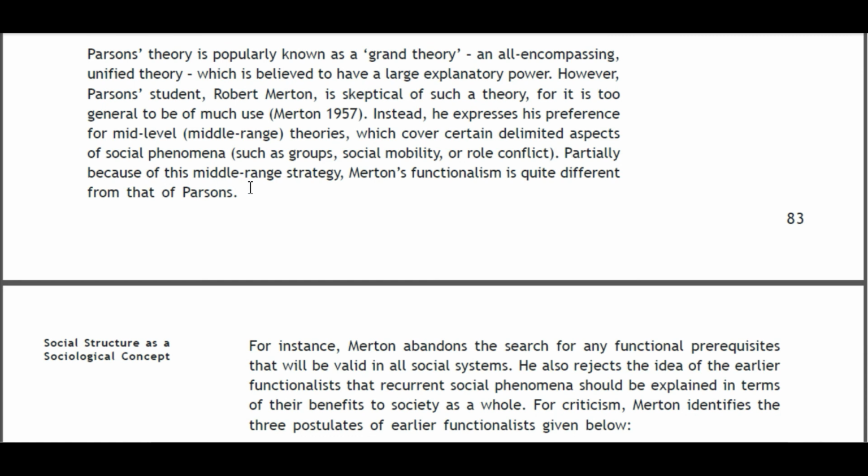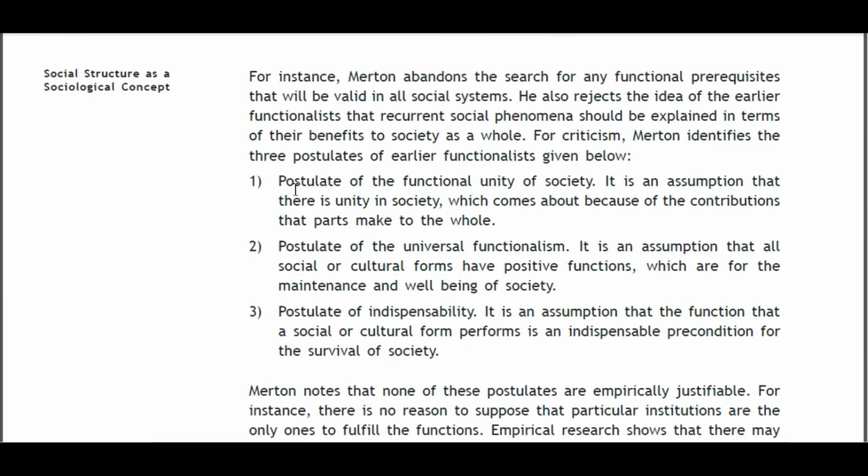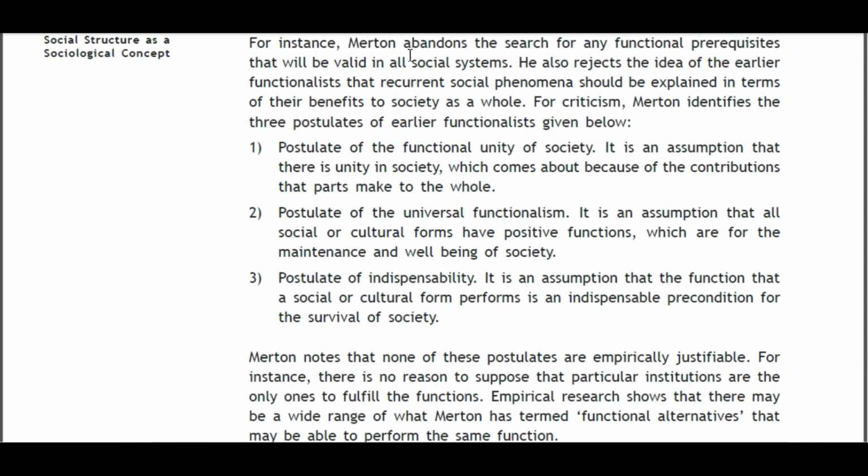Partially because of this middle range strategy, Merton's functionalism is quite different from that of Parsons. For instance, Merton abandons the search for any functional prerequisites that will be valid in all societies. He also rejects the idea of the earlier functionalists that recurrent social phenomena should be explained in terms of their benefits to societies as a whole. For criticism, Merton identifies the three postulates of earlier functionalists given below.